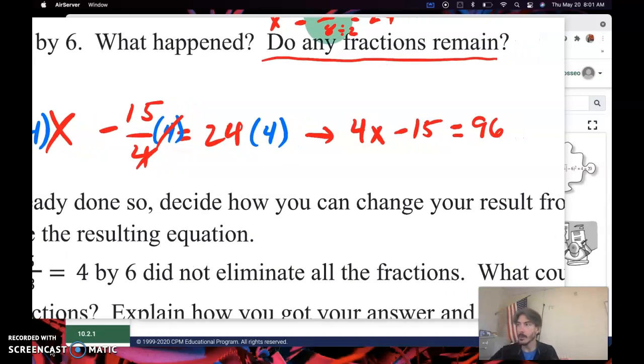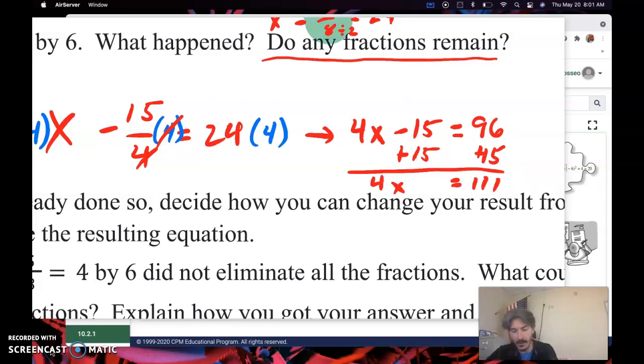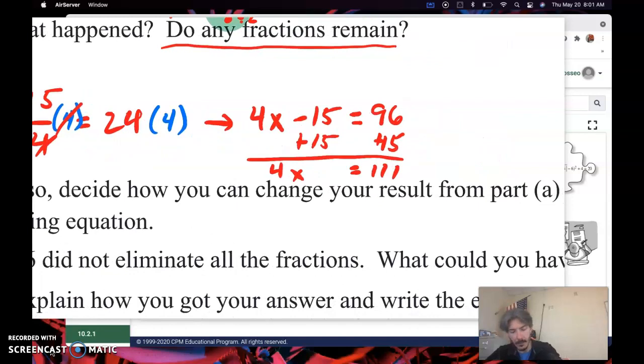Okay, now that is a simple two-step equation. I can go ahead and solve this by adding 15 to both sides. Now I have 4x equal to, let's see, 111. All right, and now I'm going to divide both of these by 4, and 111 divided by 4, I believe, is 27.75. All right, pretty sure that math works out. Yes, it does.